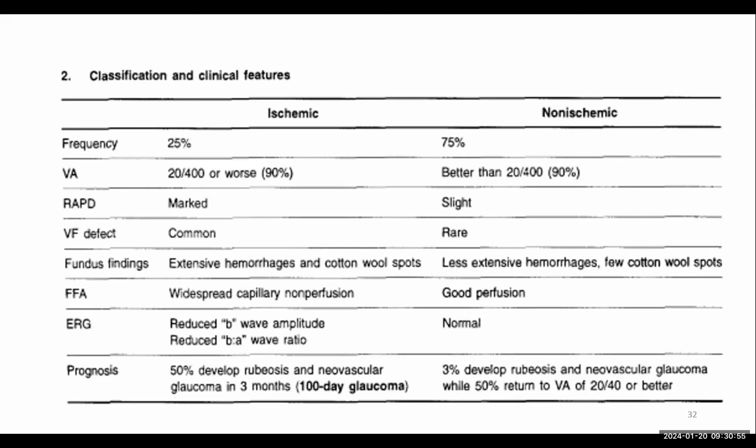Then electroretinogram, there's reduced B wave in the ischemic type. Then the prognosis for the ischemic type: 50% develop rubeosis and neovascular glaucoma, the 100-day glaucoma that I mentioned earlier on, while 3% develop rubeosis and neovascular glaucoma in the non-ischemic type.